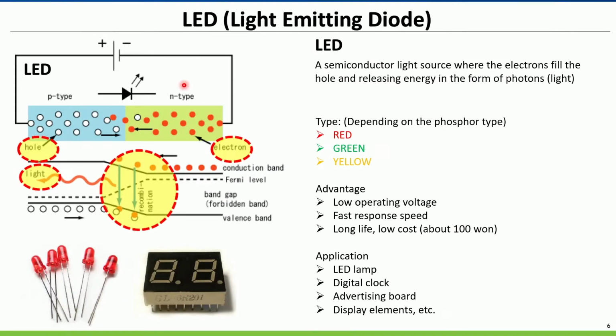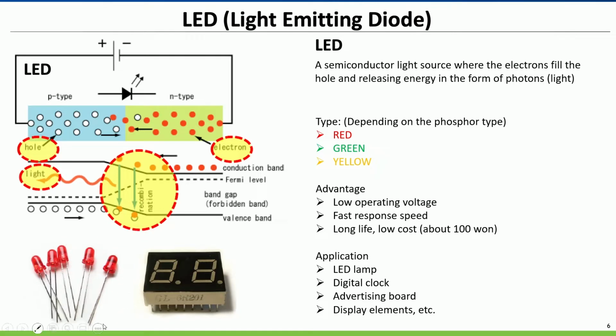And we move to the discussion of LED. LED is actually a light emitting diode. It is a semiconductor light source where, when electrons flow and fill the holes, energy is released in the form of photons or light. This is the LED schematic diagram. If there is an electric flow from here, the electrons will jump to the holes. During the jump, they produce light emission in terms of photons.